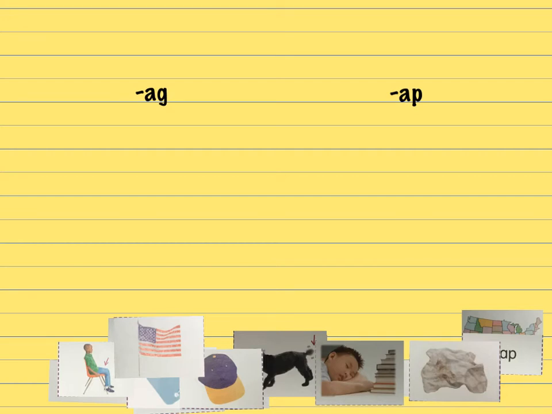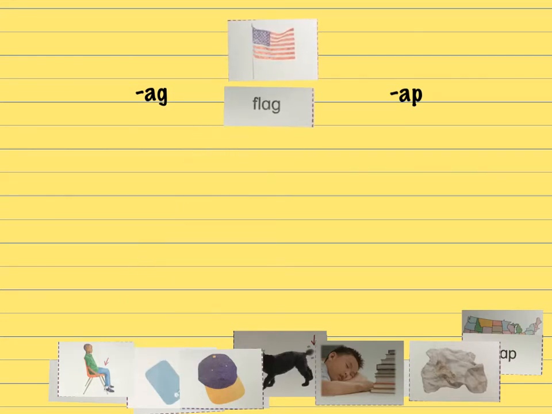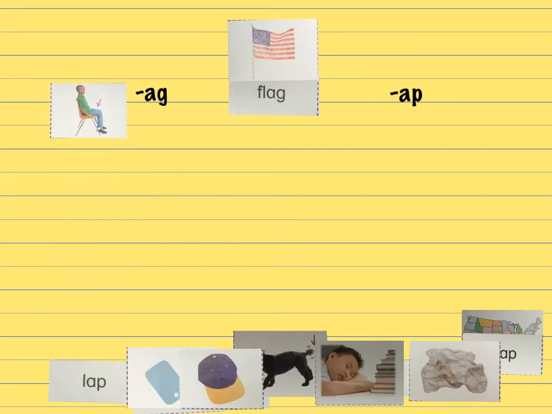This week you will be sorting your pieces with the ag family and the app family. Let's check out our pieces. This is a flag and the word flag. This is pointing to the little boy's lap, and here's the word lap.